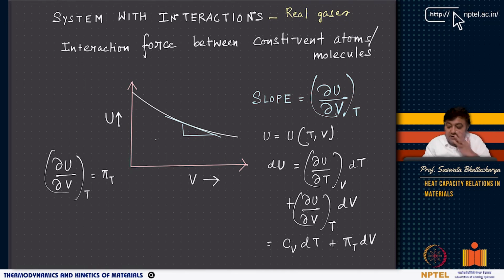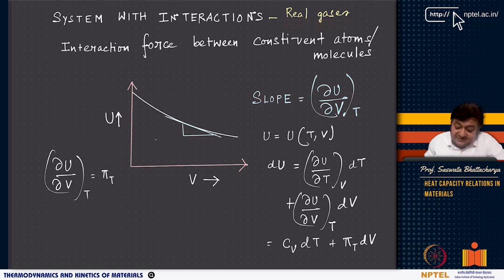Now, as you can see, the change in energy is related to the change in temperature, and in that relation what you get is Cv at constant volume. If you use constant temperature, you have something called pi t, which is like pressure. Now, in such a case, this pi t basically becomes non-zero when you have interacting gases or real gases.